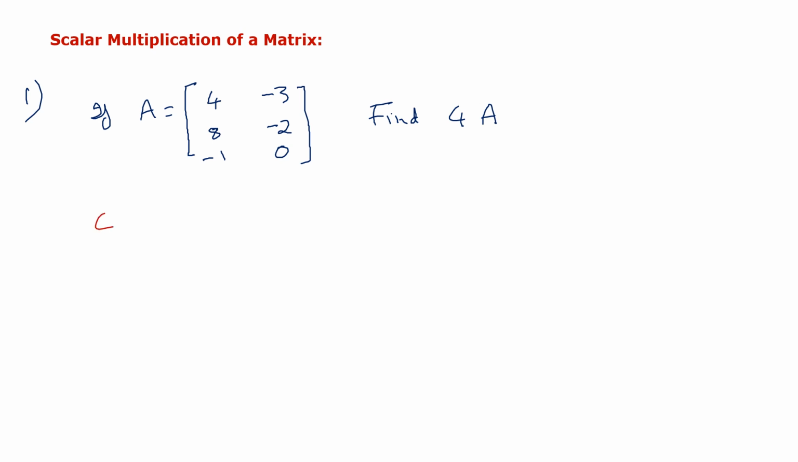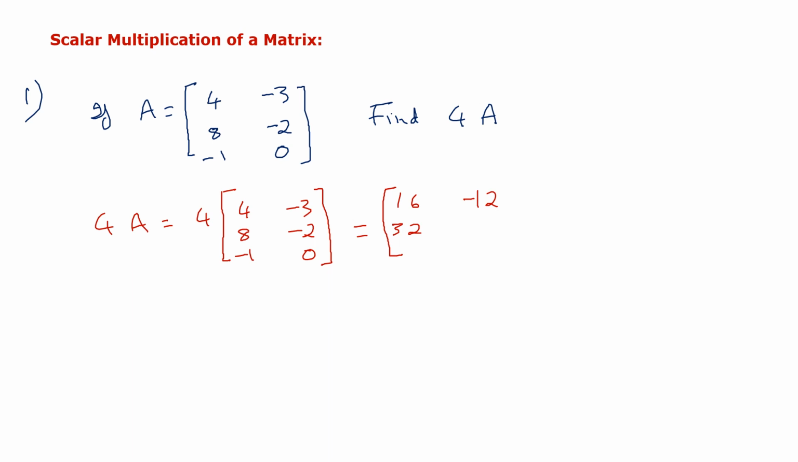So what is that? 4A means 4 into the given matrix. What is it? 4, minus 3, 8, minus 2, minus 1, 0. So when you multiply, what you get is direct multiplication. 4 into 4 is 16, 4 into 3 is 12, but with the minus sign there since it is a minus 3. Then 8 into 4 is 32, then 4 into minus 2 is minus 8, then 4 into minus 1 is minus 4, and 4 into 0 is 0.